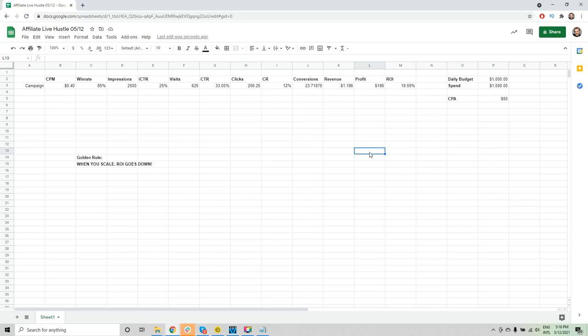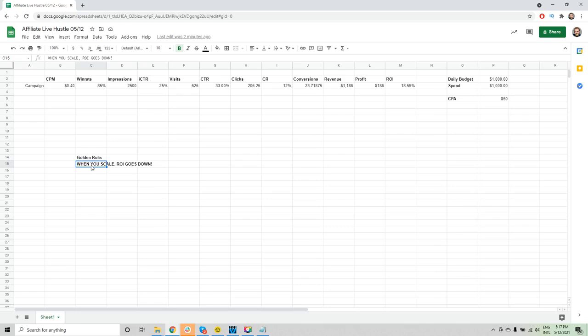A few takeaways for today. First of all, the very important one, the golden rule: when you scale, ROI goes down. All right. Some other key takeaways. If you are spending your complete daily budget, then do not increase the bids because it doesn't make sense. You're paying more for the same traffic, and you're still spending your complete daily budget, but you're getting less impressions. So it doesn't make any sense.